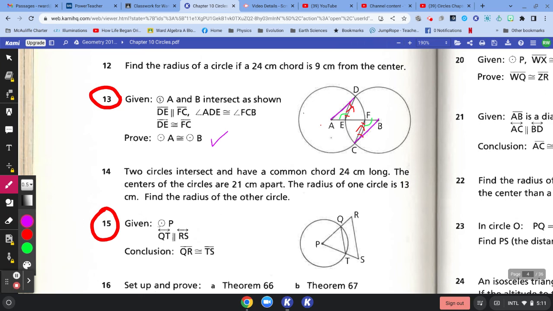We are given circle P, which means P is the center of the circle, and we have parallel sides QT and RS. QT and RS. So let's label that. Go over here. Let's label that. That's parallel, and that's parallel. Now, we need to prove that QR, this segment out here, is congruent to TS.